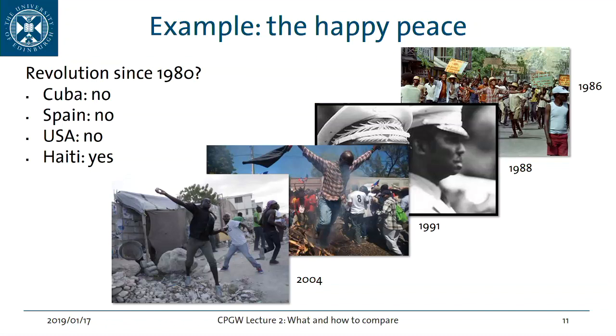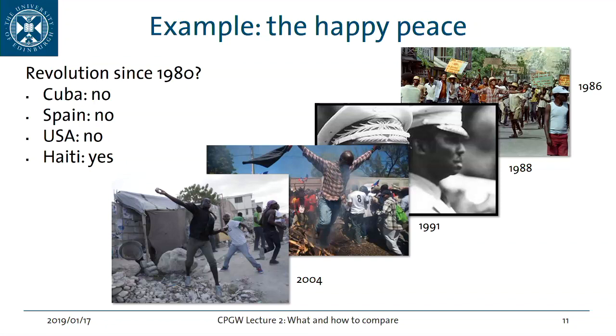Now, if that's our case selection, then we can go about thinking about what our outcome variable is that we're looking at. And we'll see that Cuba did not experience a revolution since 1980. Spain did not. The US did not. Haiti very much did. Haiti experienced not only one revolution, they experienced no fewer than 4, in 1988, 91, 86, 88, 91, and 2004. So there's more or less a constant revolution going every few years in Haiti.